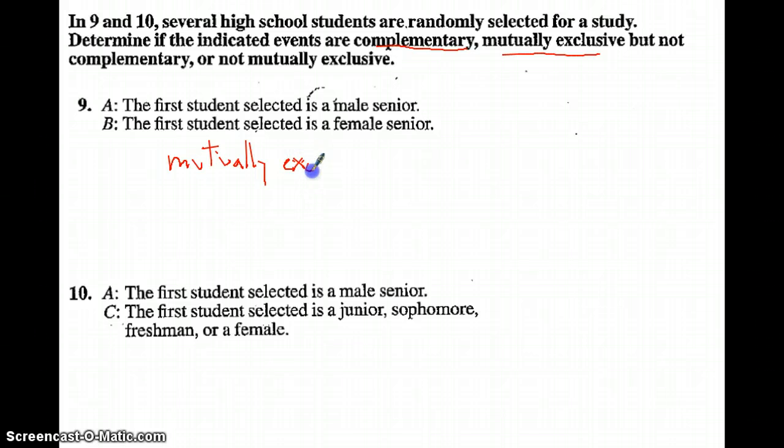Now, the other question is, do these two things, say this event occurring and this event occurring, thinking about complementary, could those two things happen and represent, if this doesn't happen, does this have to happen? In other words, do these things represent all the possibilities? Well, I don't think so, because it's talking about high school students being selected. It doesn't say that we're only talking about seniors here.